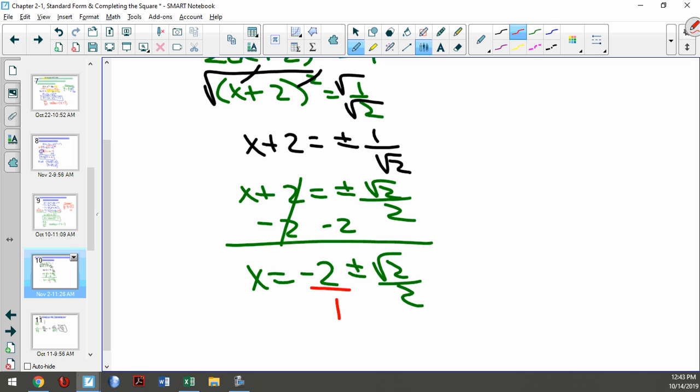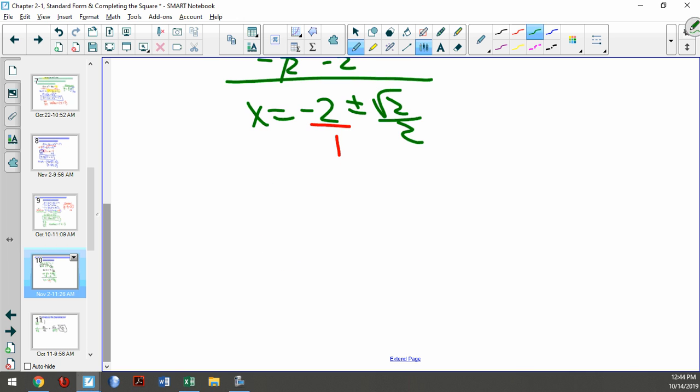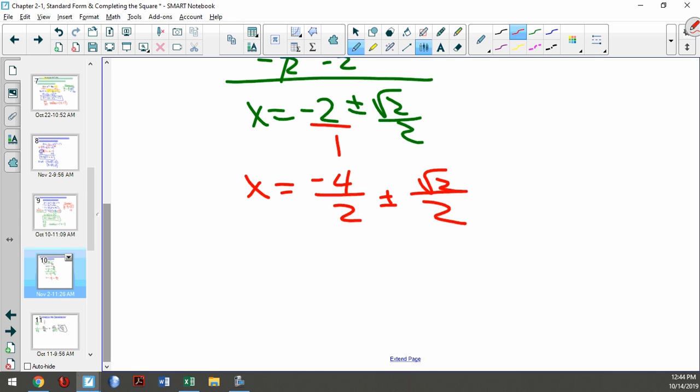What do you need? What do I need? A common denominator. What is my common denominator here? My common denominator is going to be 2. So what did I multiply 1 by to turn it into a 2? What should you do to the bottom? So 2 times negative 2 is negative 4, and this already had a denominator of 2, so I'm simply going to marry them together.